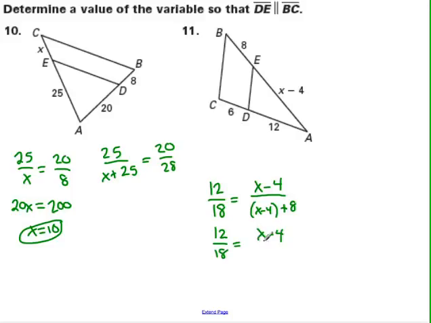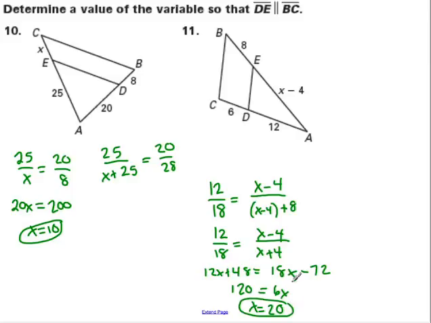There's another method we could try this with. This would be x plus 4. Then when we cross multiply, we'd have 12x plus 48 equals 18x minus 72. You could then make this, let's see where I'm at here. This would be 6x equals 120. And then that would be x equals 20. Okay. Again, there's a lot of different ways you can set this up.